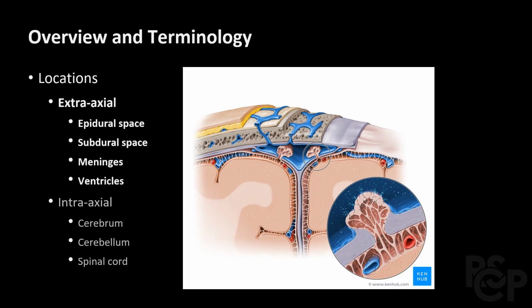To begin, it's important to define what we mean by extraaxial when we're talking about extraaxial infections. The extraaxial compartment includes the epidural space, the subdural space, the meninges, and the ventricles. That can be partially shown here on the diagram on the right. This is in contrast to the intraaxial compartment, which more so contains the neural elements, including the cerebrum, the cerebellum, and the spinal cord.